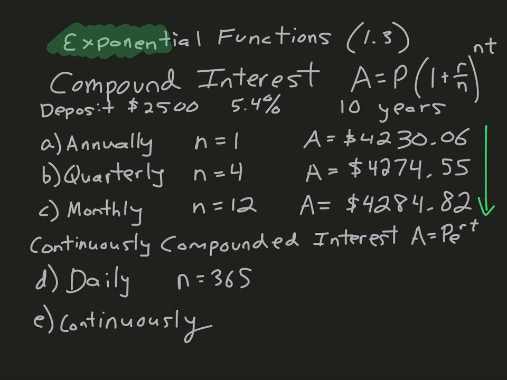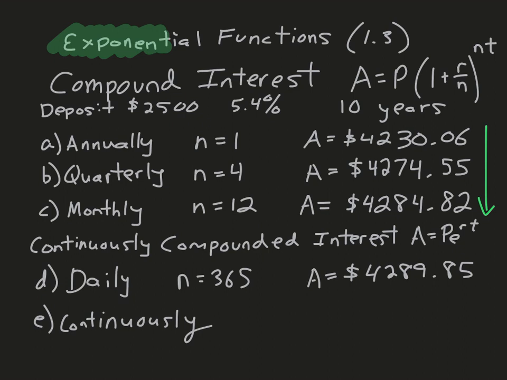So let's look at a couple more examples. Let's say that I want to compound my interest daily. That increases the number of compoundings to 365. That means that we should have more money than the monthly case, because you guys can see that the amount of money was going up as the number of compoundings was increasing, and sure enough, it's about $5 more.